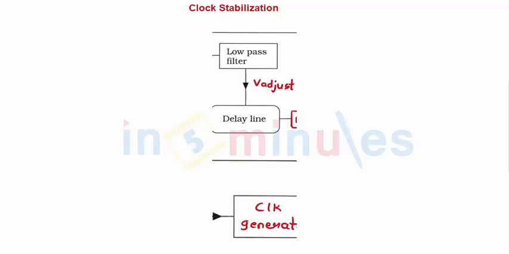In order to attain this synchronization between an external clock and internal clock which is generated for the internal circuitry, we need a technique which is nothing but stabilizing the clock, or clock stabilization. Let's understand the basics of clock stabilization and then we'll go into the details of how exactly this happens.